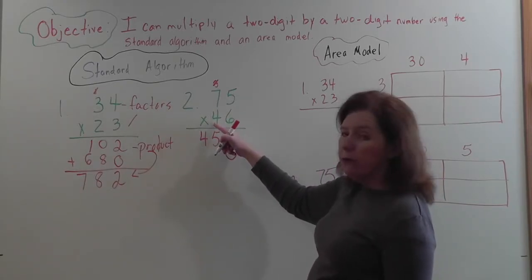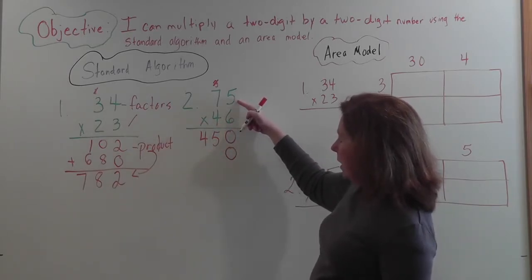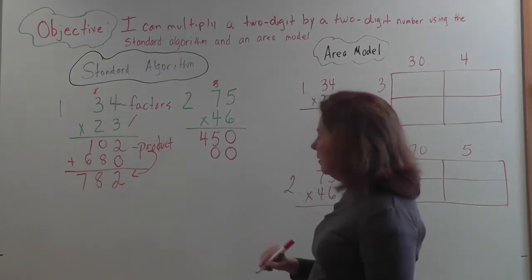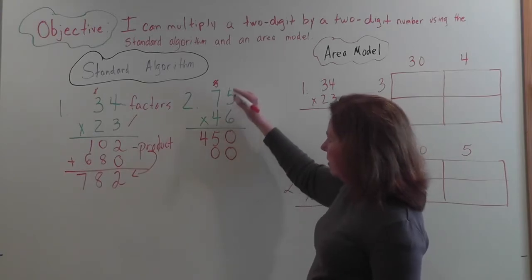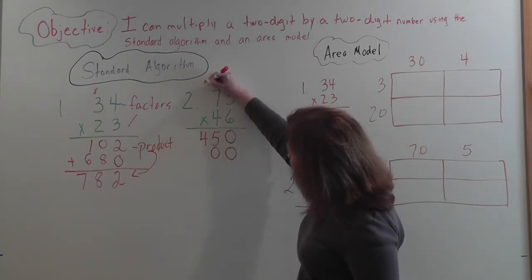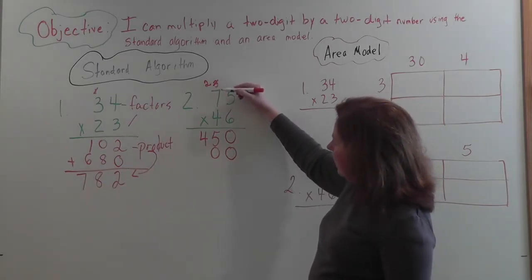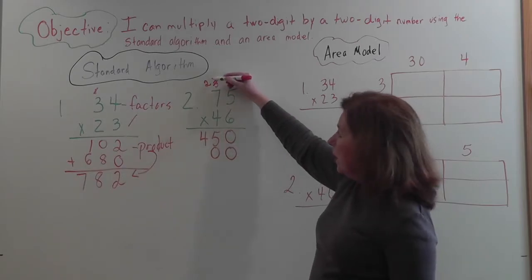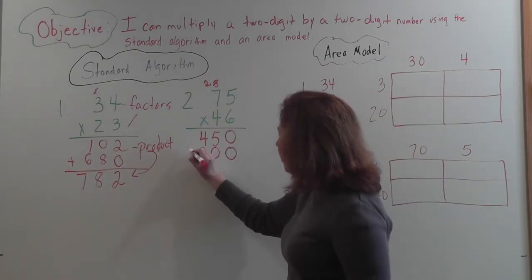I'm going to multiply my 4. I'm going to go 4 times 5 is 20. So I'll put my 0 down, and I need to regroup and bring over my 20, my 2 tens, over to my tens place. Okay? Then I'll multiply 4 times 7, and I get 28. Plus 2 is 30. So now I'm going to put 30.